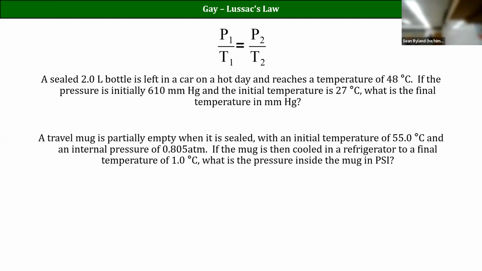Like a sealed 2-liter bottle is left in a car and reaches this temperature, but the volume is given to you, but the volume is not changing. So in that case, it's sealed, so N is constant before and after, which means you can cancel it out. And if the volume is not changing, volume cancels out. So you just get P1 over T1 equals P2 over T2. So basically anything that's not changing, just erase it. And then this is the only version you need to know.